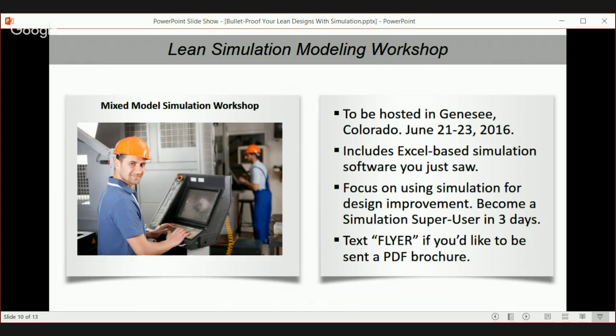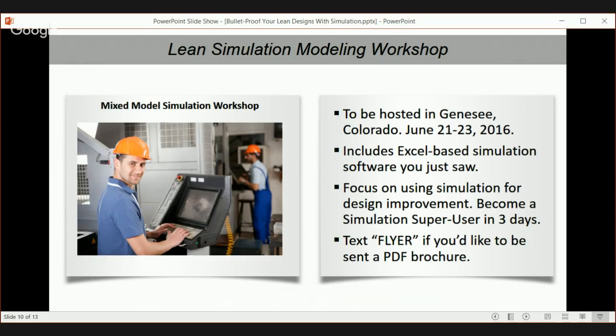Now, this is a teaching tool. We're not trying to compete with Arena and ProModel and Simulate. So if you have a really more, say, challenging simulation opportunity, you may have to get help from those areas. But this is an Excel-based tool that, as you just saw, is really pretty easy to learn. It was for me.